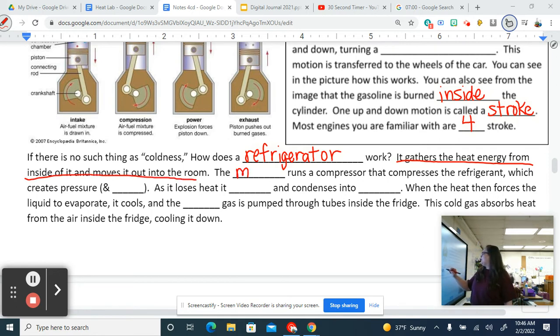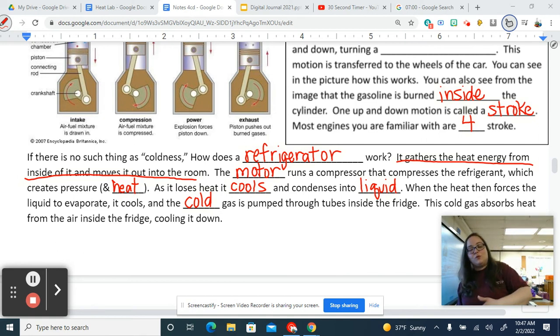It has a motor that runs a compressor that compresses the refrigerant, which creates pressure and heat. As it loses heat, it cools and condenses into liquid. When the heat then forces the liquid to evaporate, it cools, and that super cold gas is pumped through the tubes inside the fridge. And in that way, the heat is removed from the fridge. It's sucked into that cold stuff in the refrigerant and then moved out into the room. But the part you really need to know is a refrigerator takes heat from a cold area to a warm area. If you want to know more than that, look it up on YouTube.